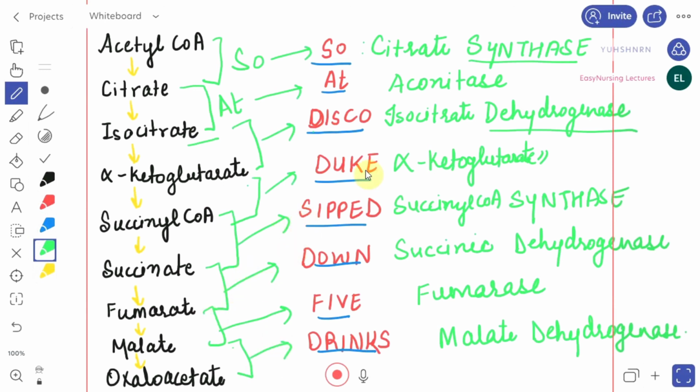So yeah, that's it. Hope you'll get to know what the Krebs cycle is, and hope I was able to teach you about the Krebs cycle in the easiest possible manner.